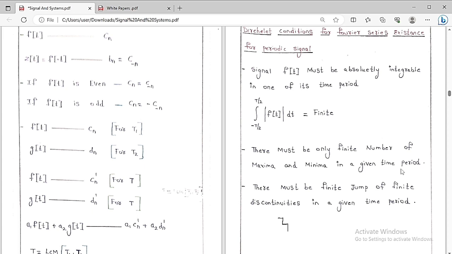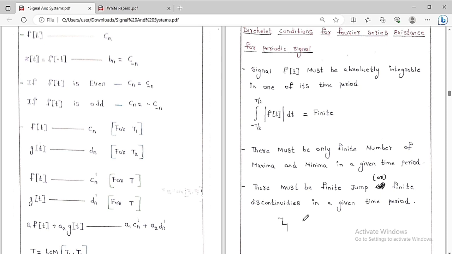Basically, there must be a finite jump or finite discontinuity. Finite discontinuity, not 'of'. It is 'or', because there must be a finite jump. A finite jump is also called a finite discontinuity. So the discontinuity is there in a given time period. It should be 'or', not 'of'. Sudden jump is nothing but discontinuity. So there must be a finite jump or finite discontinuities in a given time period.